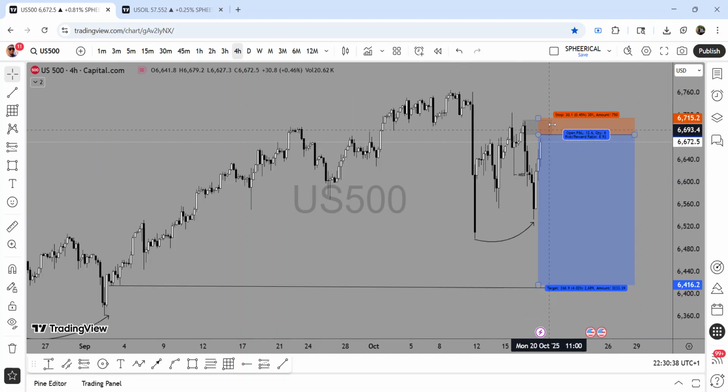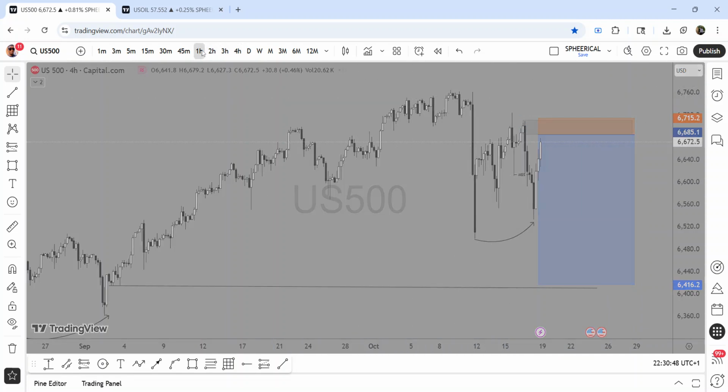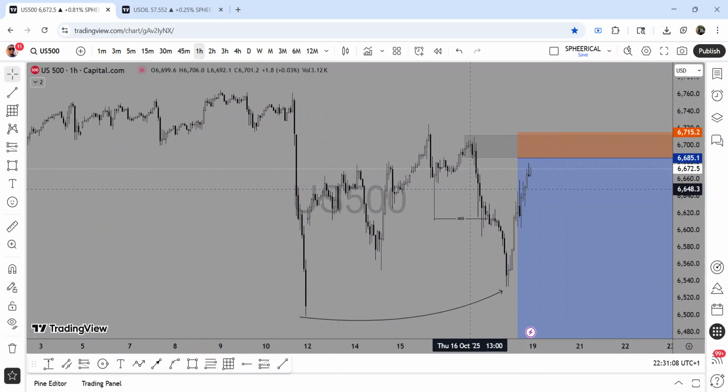You can see it clearly now. This is what we have. Let's just check out in 1 hour and know what is happening there too. Okay, here it is pretty clear. This is the supply zone. So the market has shown a little rejection going up to sweep this high. Then we'll be expecting to sell here too.